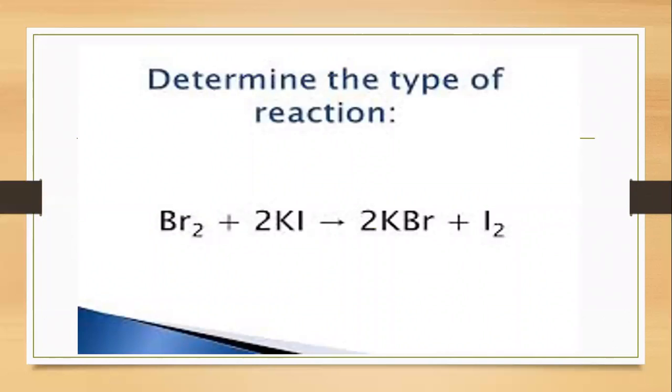Here is a brain teaser for you all. Whenever diatomic bromine reacts with potassium iodide, there is the formation of potassium bromide plus iodine. So you have to guess which type of reaction it is.